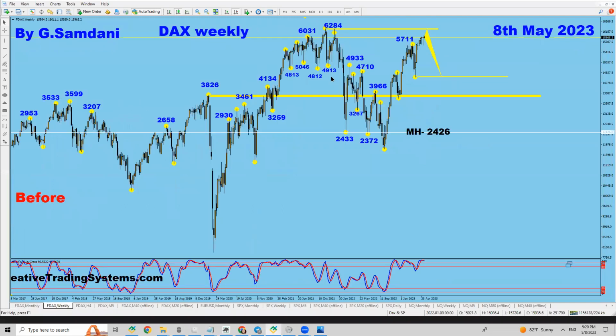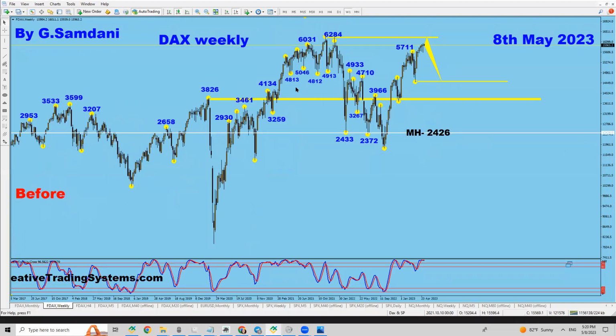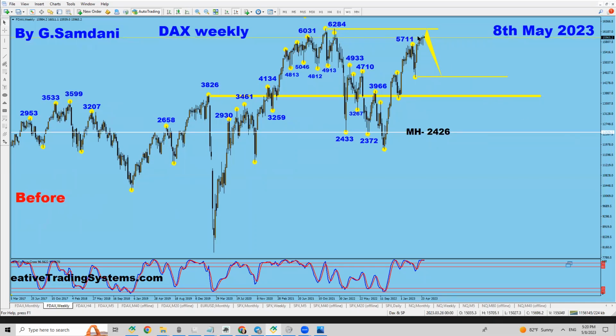Let me see the weekly chart. This is the weekly chart. We are very, very close to this area here. This is the highest, 62.84. We are here. I think right now we are just below 60.31. We are doing 59.65 right now. So 60.31 is the number to break, and then we go to 62.84, and then we're going to drop.